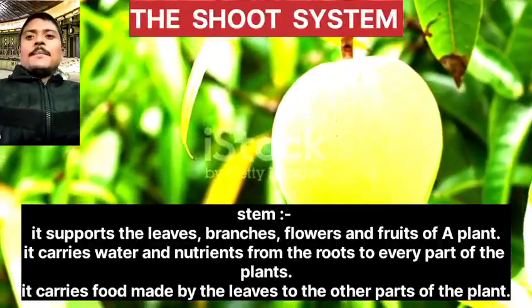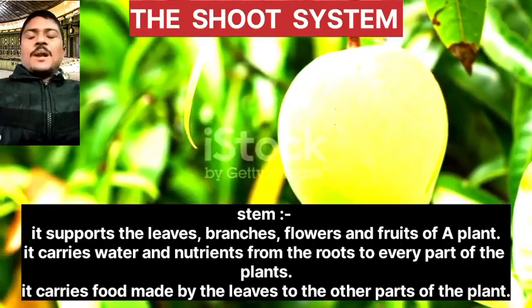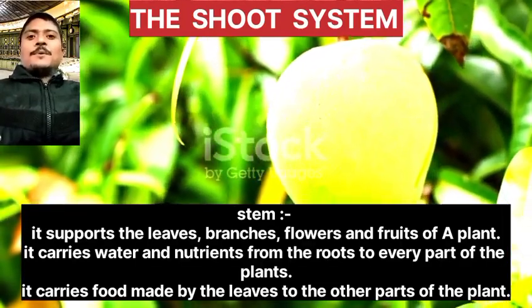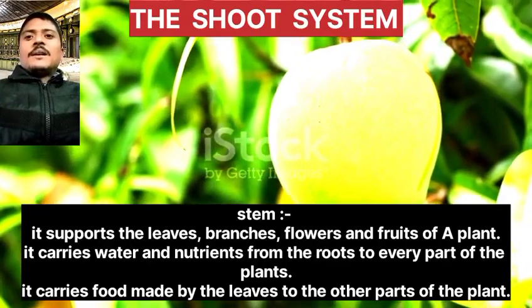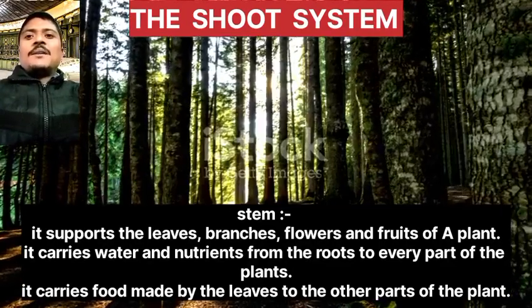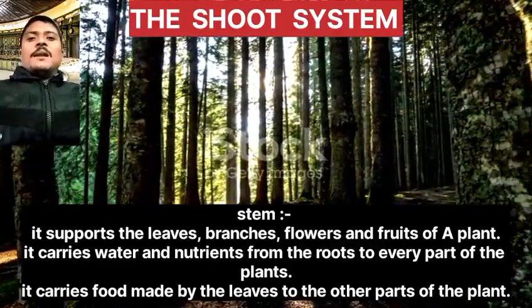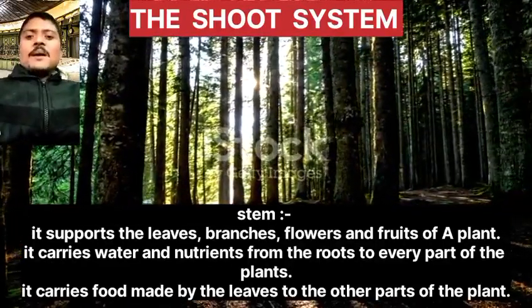The stem has the following functions: it supports the leaves, branches, flowers and fruits of the plant. It carries water and nutrients from the roots to every part of the plant. And it carries food made by the leaves to the other parts of the plant.